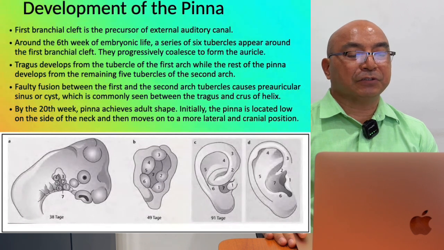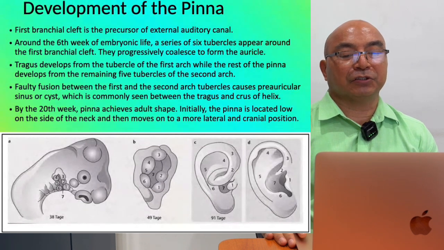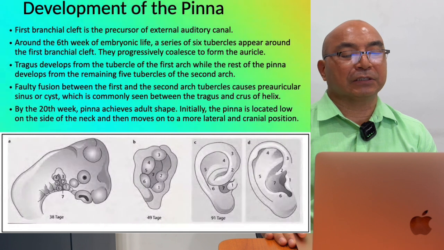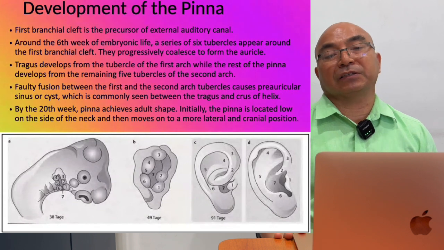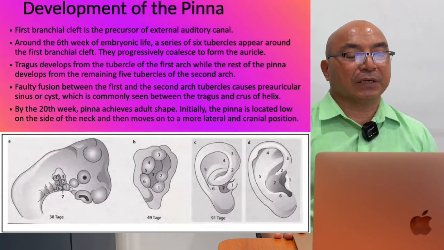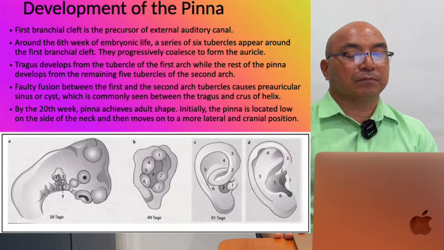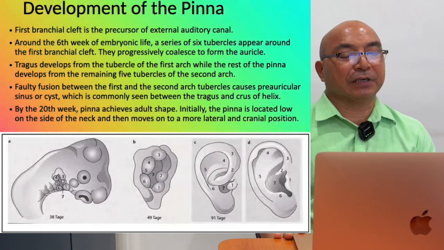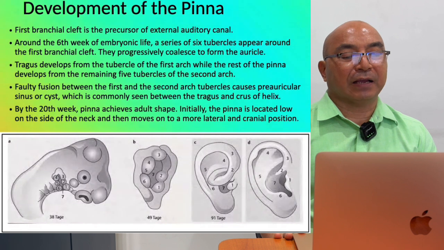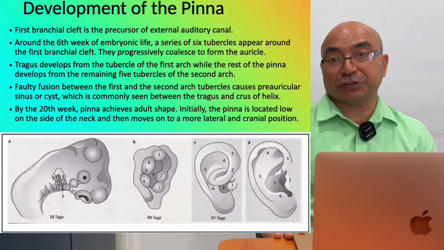The faulty fusion between the first and second arch tubercles causes a preauricular sinus or cyst, which is commonly seen between the tragus and the crest of the helix. By the 20th week, the pinna achieves adult size. Initially, the pinna is located low on the side of the neck and then moves on to a more lateral position.